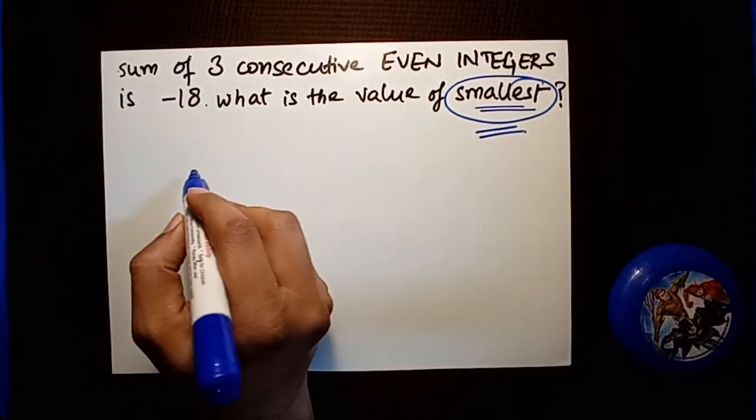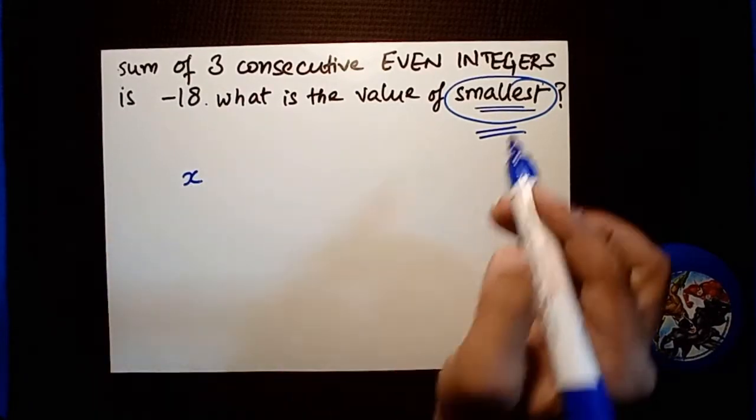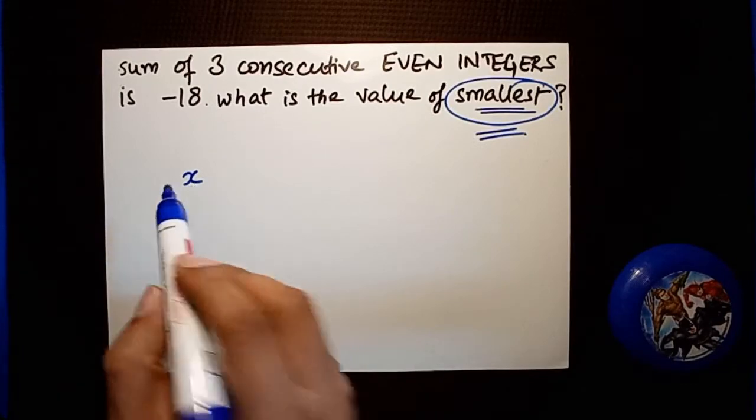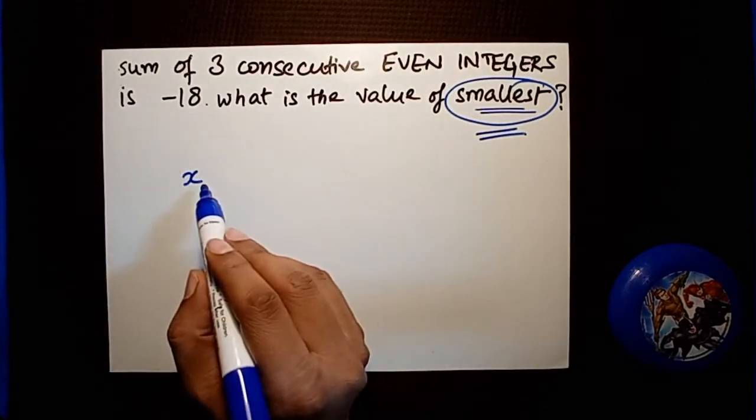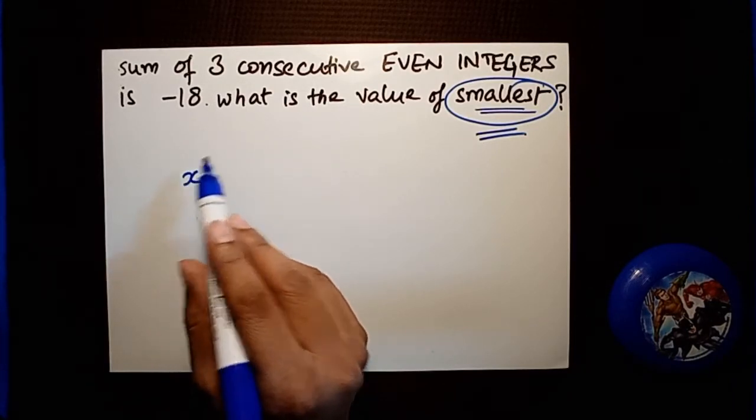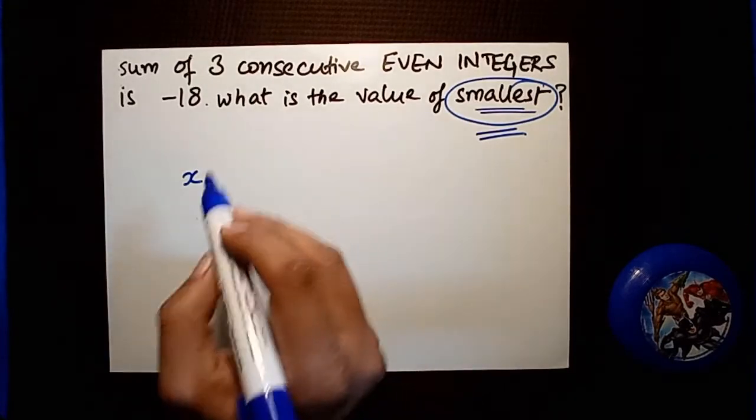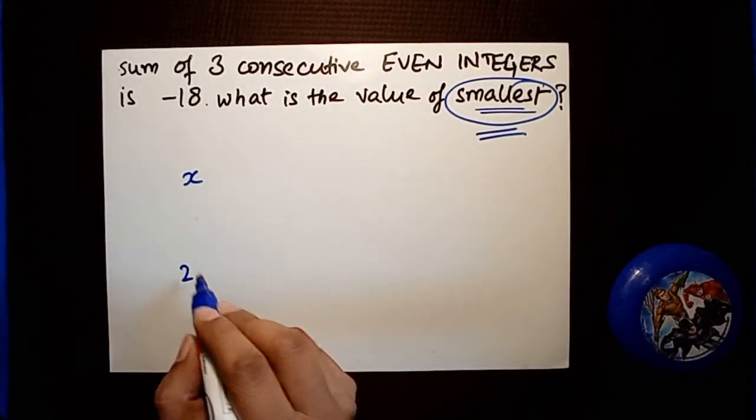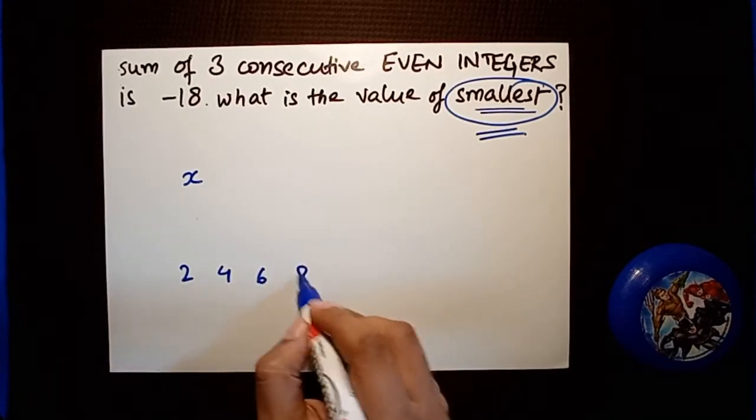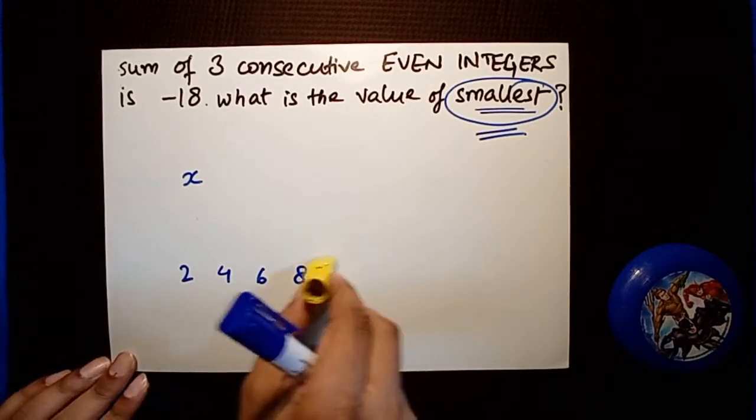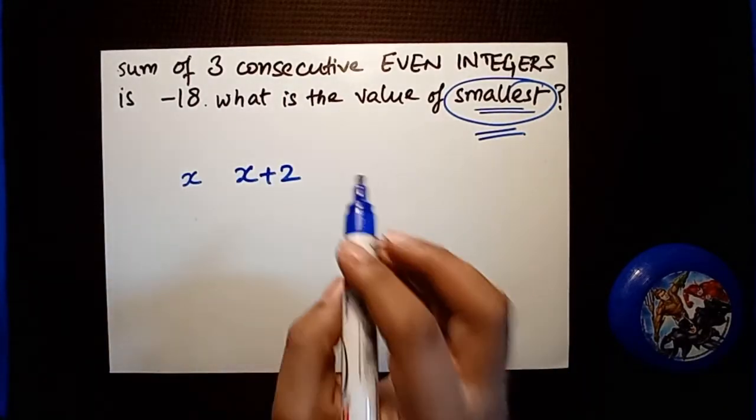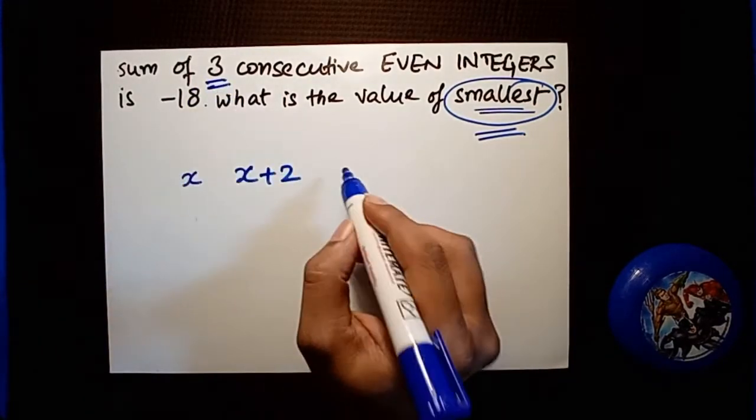So let's assume the smallest number is x. Since we are talking about three consecutive even integers, what would be the next even integer? If x is the first even integer in my series, what would be the next one? x plus 2, because if 2 is my even integer, the next even integer is 2 plus 2, 4, plus 2, 6, plus 2, 8, like that. So the next even integer is x plus 2, and the third one, because there are 3, is x plus 4.